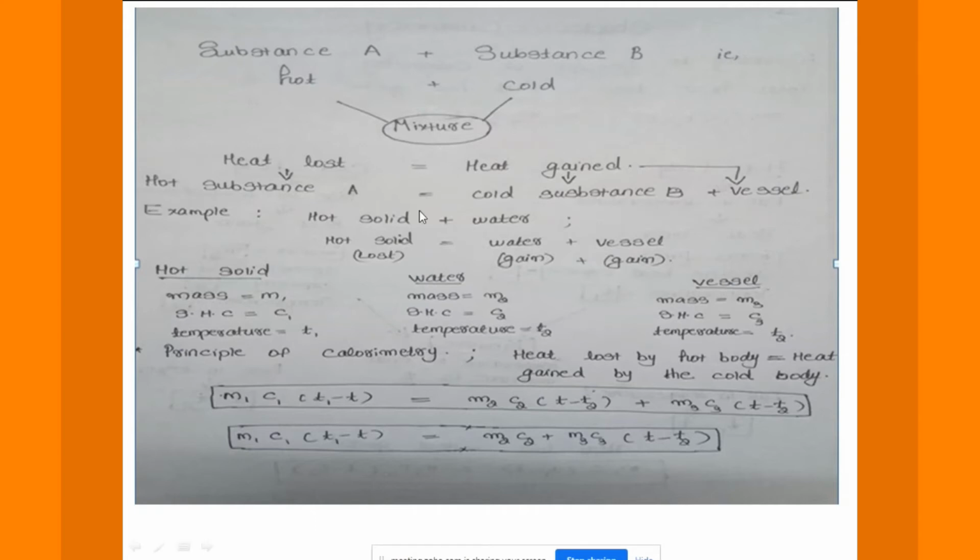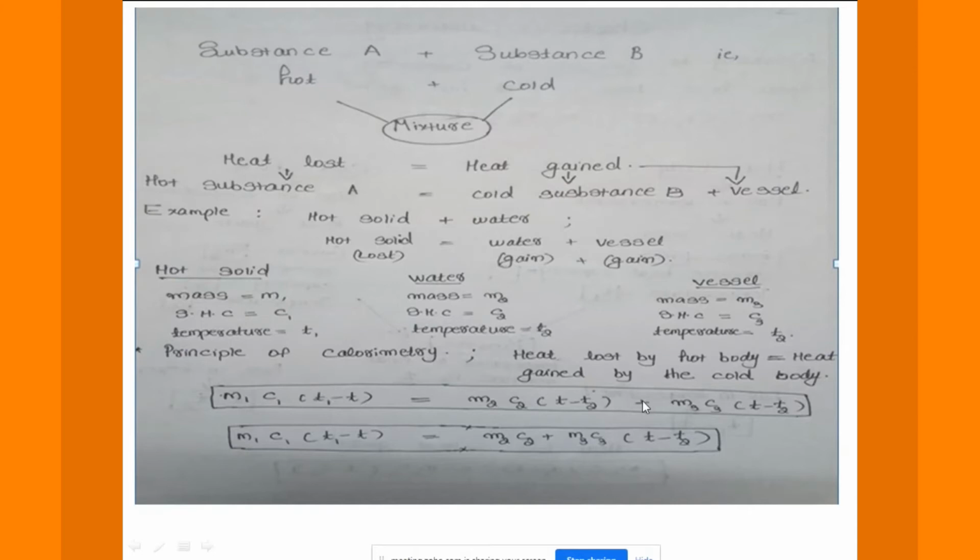So here I'm just taking an example. Substance A is a hot solid, and I'm mixing it with water. So what I'm going to write here is hot solid equals, this is the one which always loses heat energy. Water will gain heat energy, and the vessel also gains heat energy. That means in our equation, this is the normal format of the principle of calorimetry. In addition to that, we need to consider the part of the vessel, that's all. Okay, that means we are getting a third part in this formula.